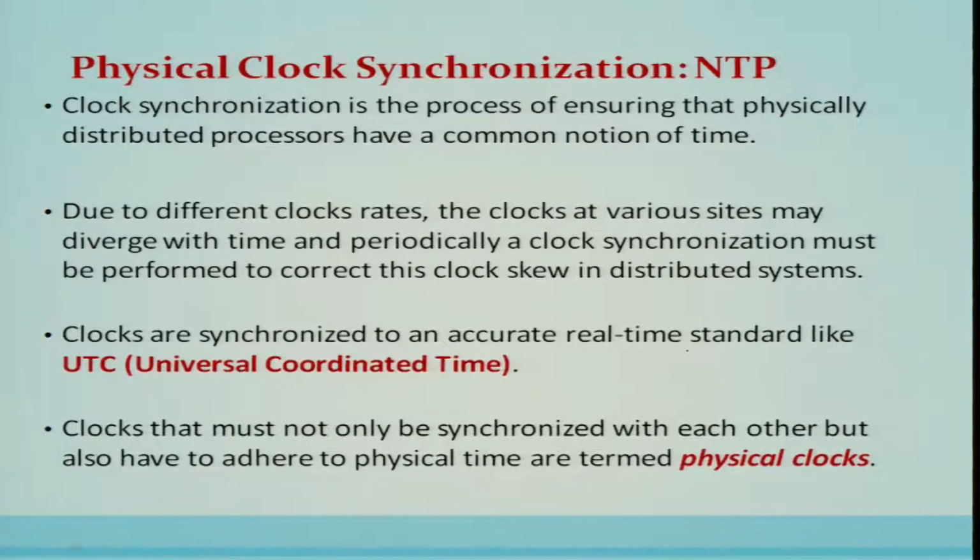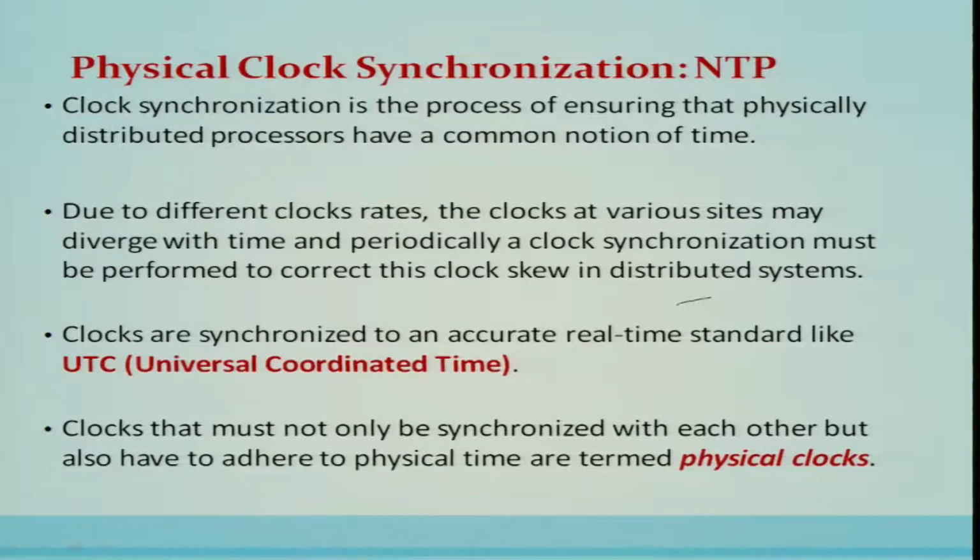In our day-to-day life, our wristwatch or our wall clock also loses synchronization, and we resynchronize with universal coordinated time, that is UTC. So clocks are synchronized to an accurate real-time standard like universal coordinated time. They are not only going to be synchronized with each other, but they have to be synchronized with a global clock or physical time, and that is done through UTC, universal coordinated time.